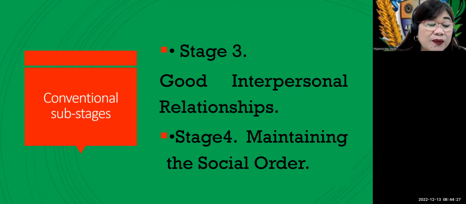Next, stage 4 is maintaining the social order. In maintaining the social order, the child or an individual is aware of the wider rules of society. He is aware of his role, and his role in society becomes wider. So, judgments concern obeying the rules in order to uphold the law and to avoid guilt. That is about maintaining the social order.